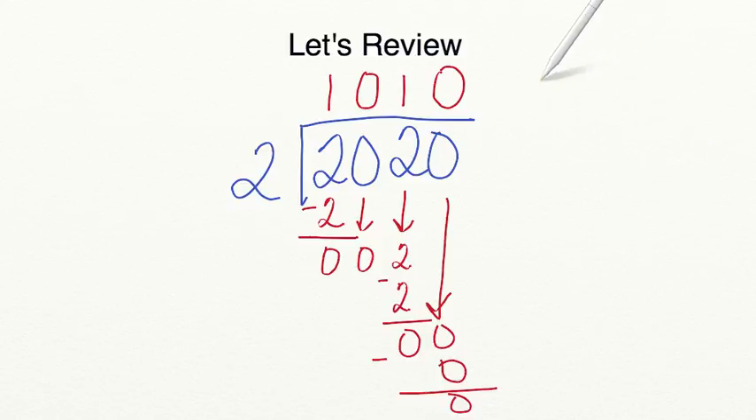To check your work, you can always multiply your quotient back by your divisor, and that will give you your dividend.